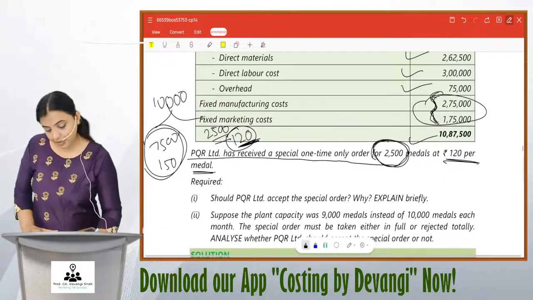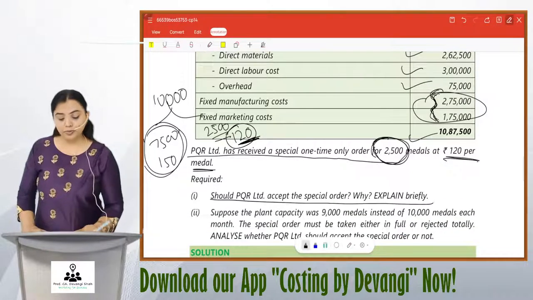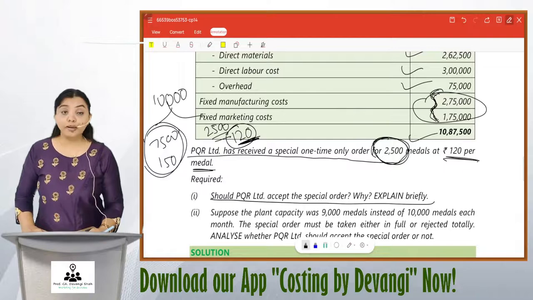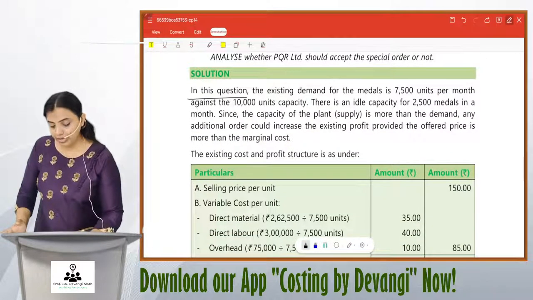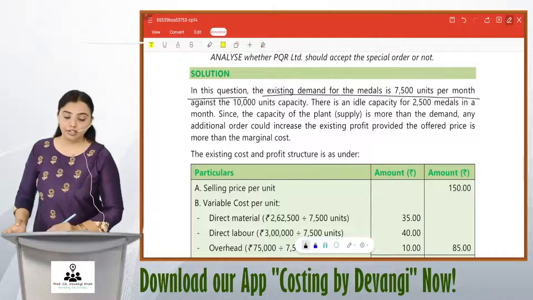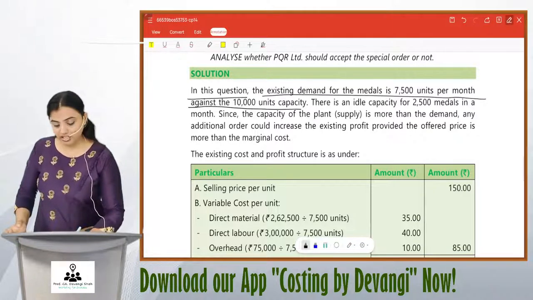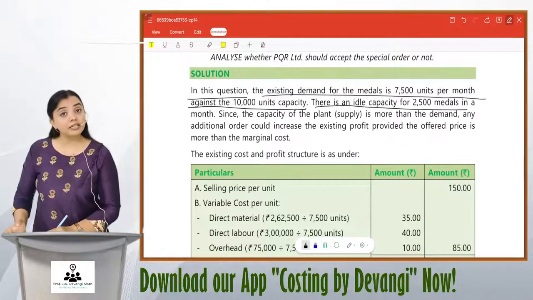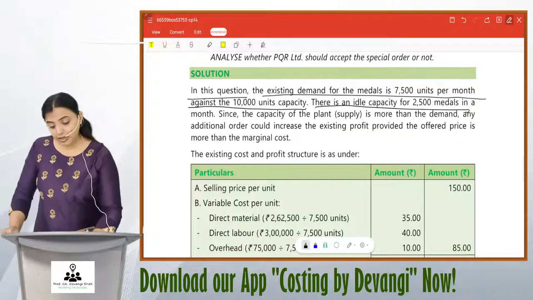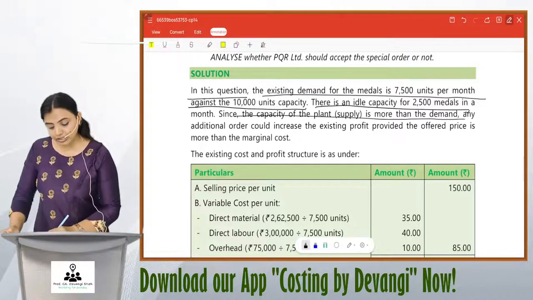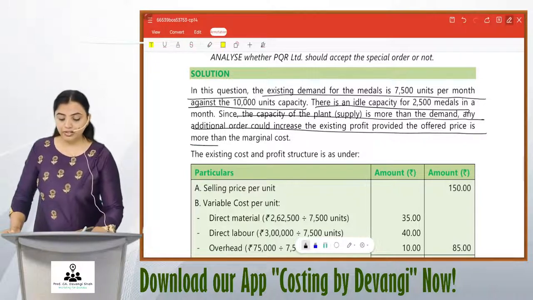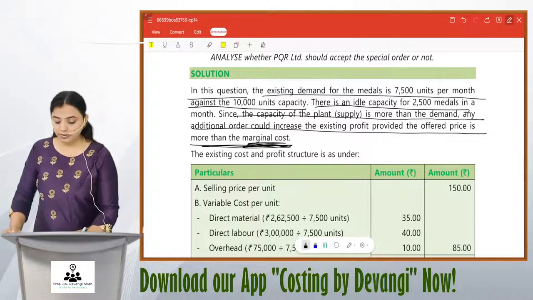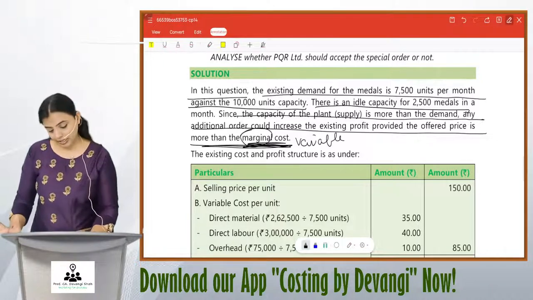Should PQR Limited accept the special order? Why? Explain briefly. So let us focus on this. In this question, the existing demand is 7,500 per month against 10,000 capacity. There is an idle capacity of 2,500, as I told you. The capacity of the plant is more than the demand. Any additional order could increase the existing profit if the price offered is more than the marginal cost. That means, if it is more than the variable cost, it will work, otherwise it will not.